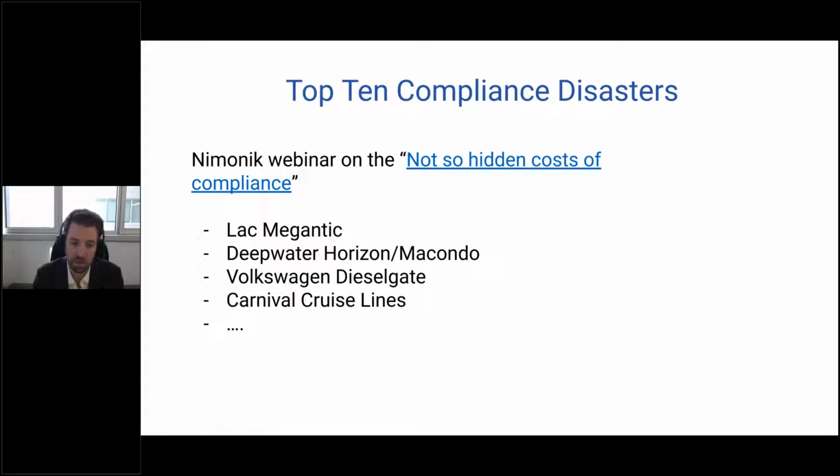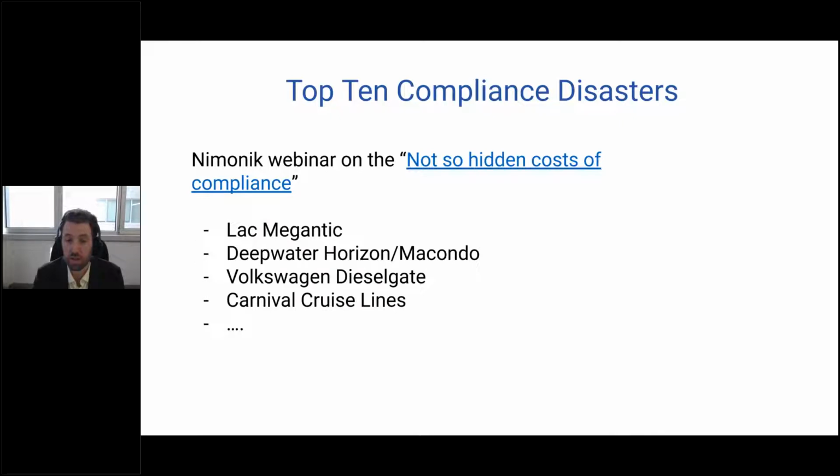Lac Mégantic was a train that exploded in Quebec, killed about 45 people and destroyed the downtown of Lac Mégantic, which is a small town. Deepwater Horizon, Macondo, which is the well-known oil rig in the Gulf of Mexico. Volkswagen, Dieselgate. Carnival Cruise Lines had a number of substantial fines on environmental compliance. So the list is long. I mean, it's not hard to find evidence of compliance issues costing millions, hundreds of millions, or billions of dollars.